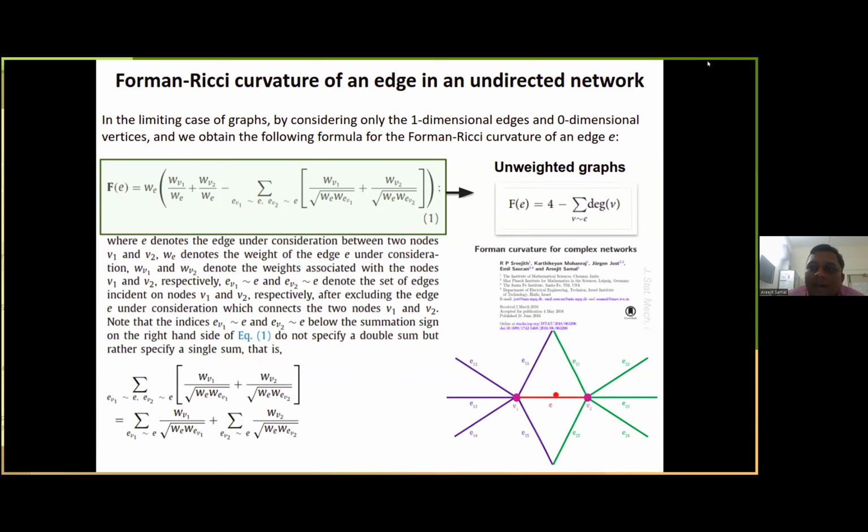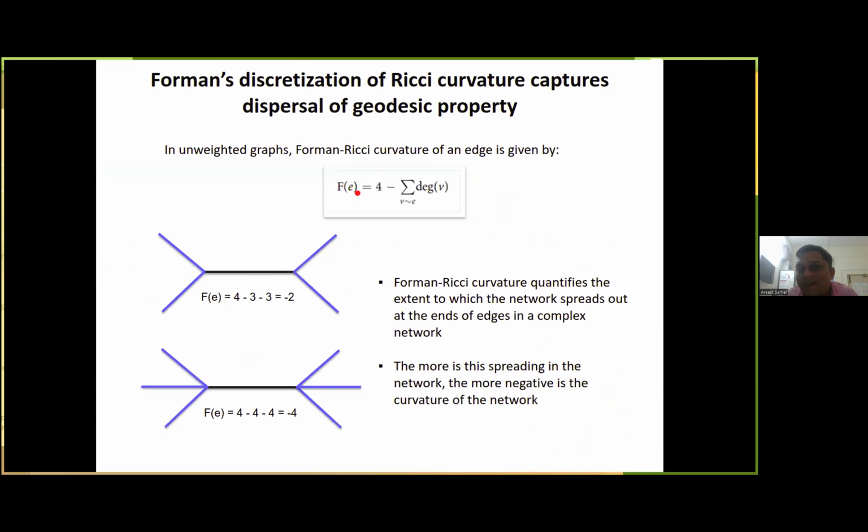But for an unweighted, undirected graph, the Forman curvature of an edge e actually turns out to be 4 minus the summation of the two degrees of the vertices anchoring it. We have applied this measure because unweighted real-world graphs are much more numerous than weighted real-world graphs. We typically applied this in our initial publications to unweighted graphs, but a real property of this measure is that it is also applicable to weighted graphs, where you have assigned weights to both edges and vertices. So what does this Forman curvature tell you?